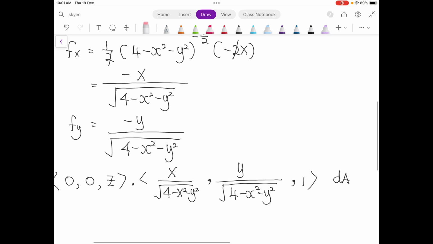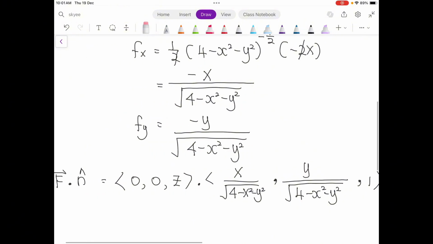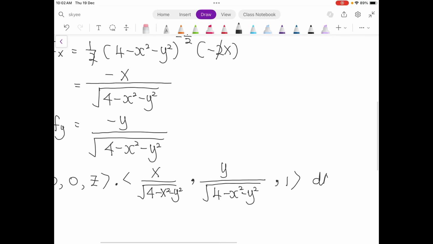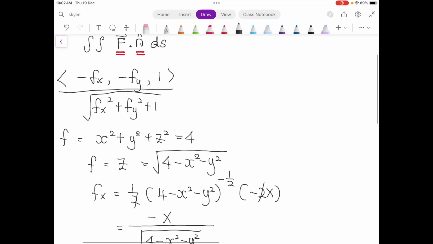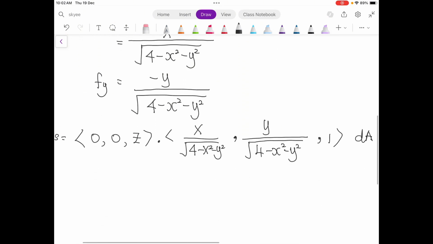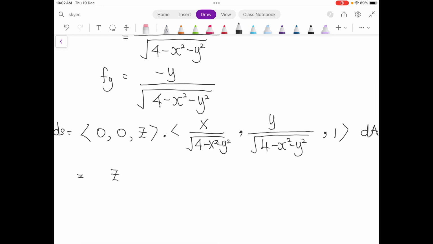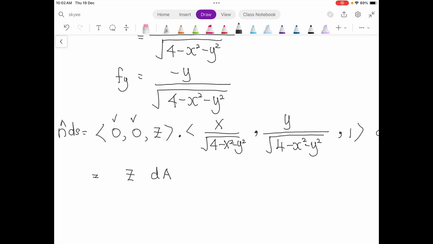We just perform the dot product first. Here I will write dS, and here it will become dA. I already cancelled out the term at the bottom with the dS term, so the dA is left. So the answer equals, you only have one z here, z dA. Why? Because these two components are 0, so when they multiply, you will get 0.